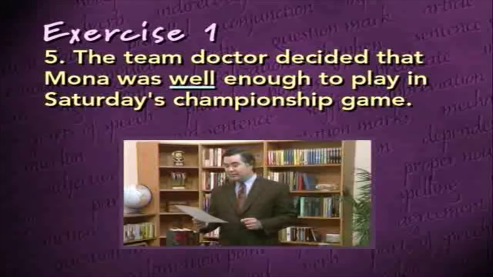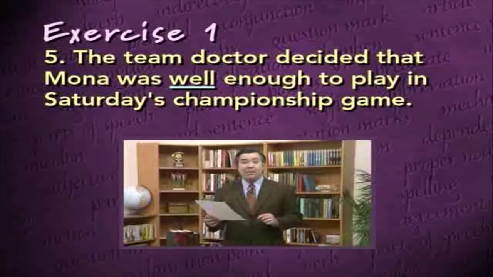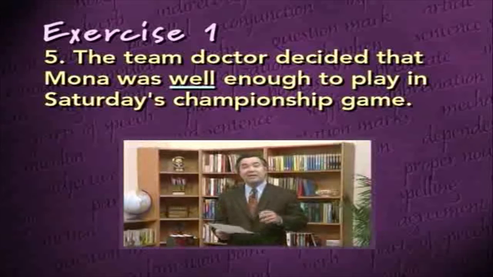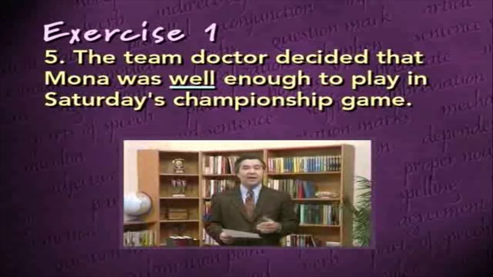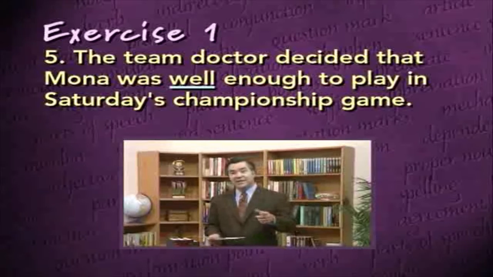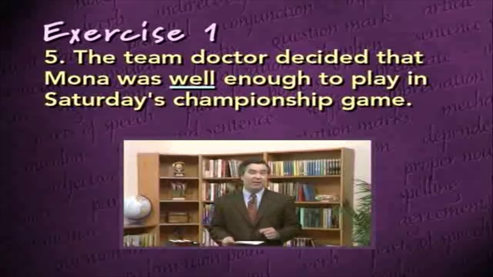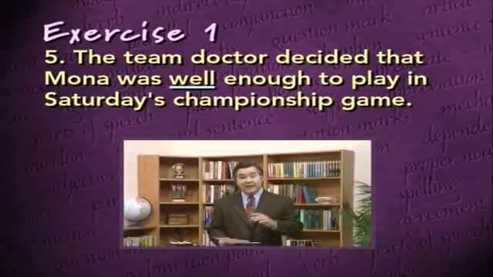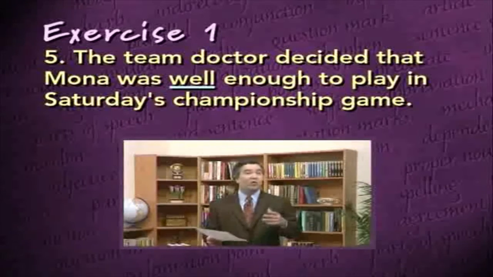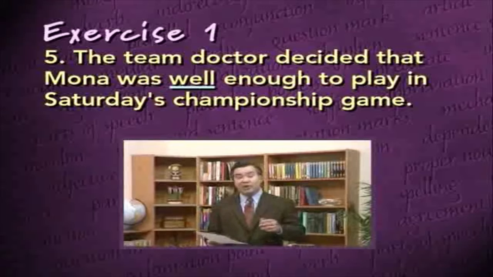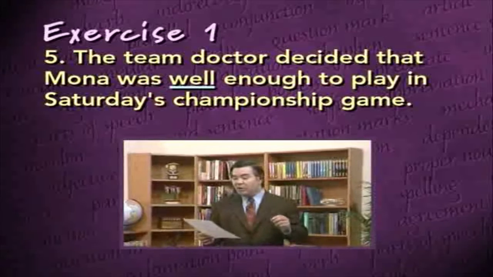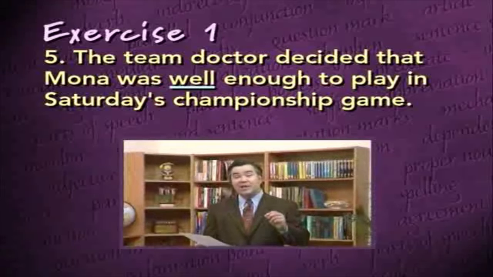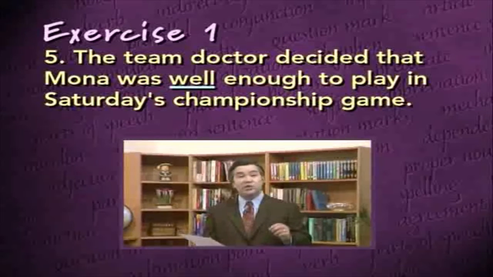Next example. The team doctor decided that Mona was well enough to play in Saturday's championship game, and the modifier well is underlined. Remember that well can be used as either an adjective or an adverb, and that its meaning will vary depending on which way it's used. In this sentence, which way is the word well being used? Let's look at the context. We're told that Mona was well enough to play in Saturday's championship game. What's the nearby verb? The verb is was.